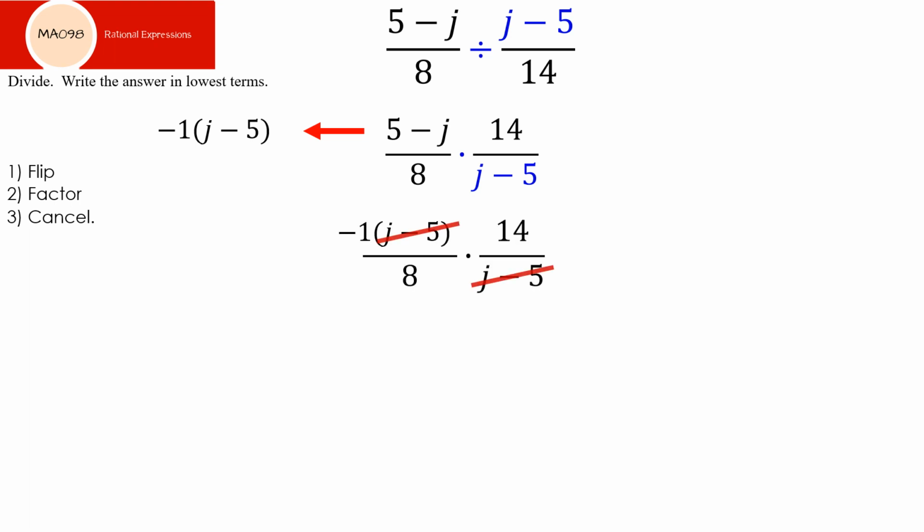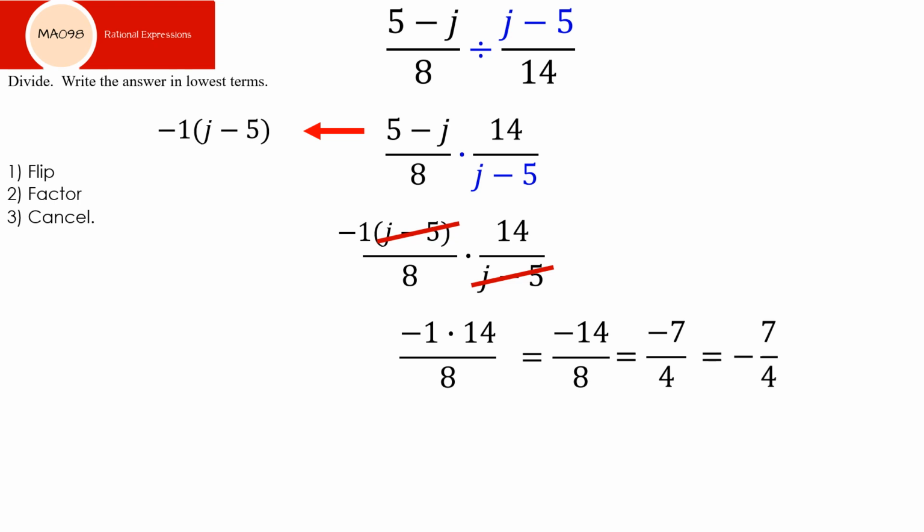Now we can slash, and we end up with negative 1 times 14 over 8. Remember, we need to reduce to lowest terms, so hopefully you pull out your calculator and you end up with negative 7 over 4. That's the same thing as negative 7/4.